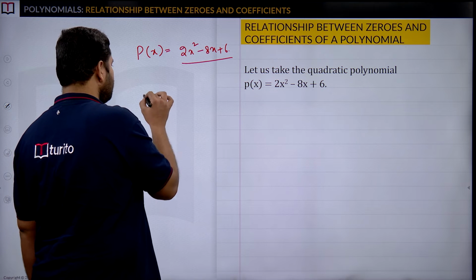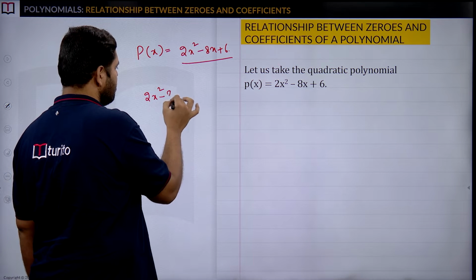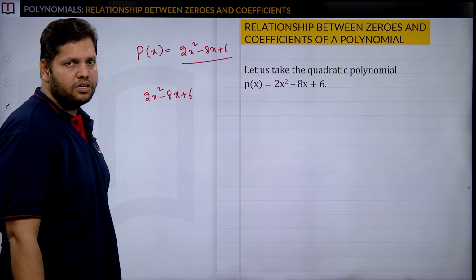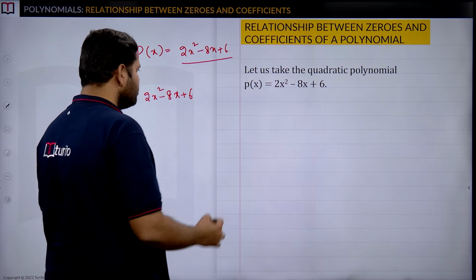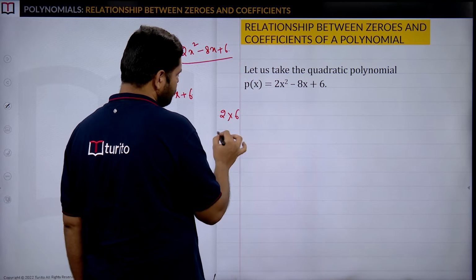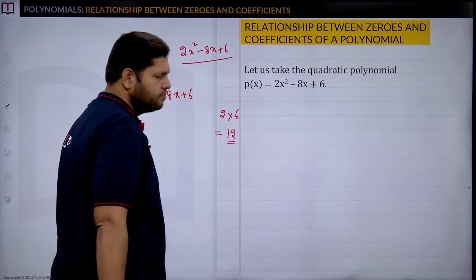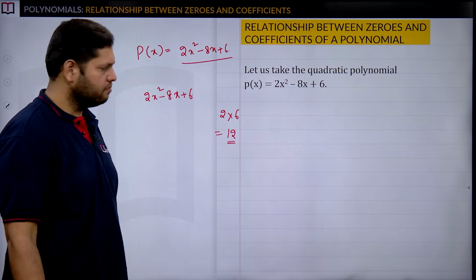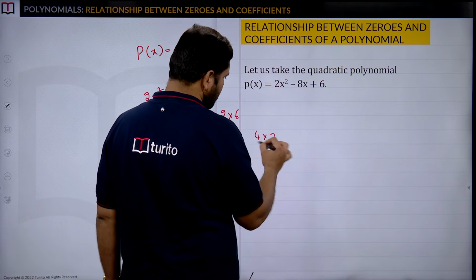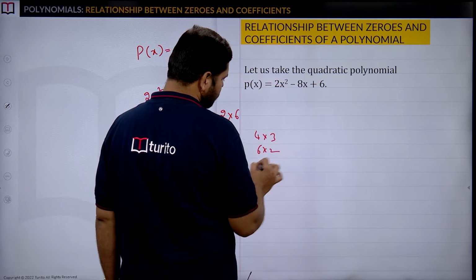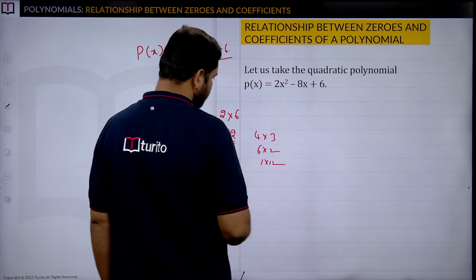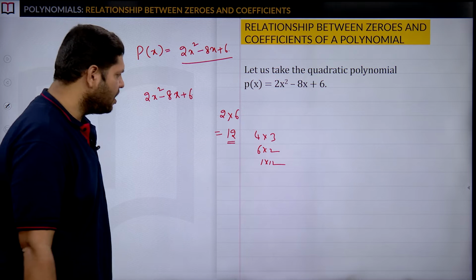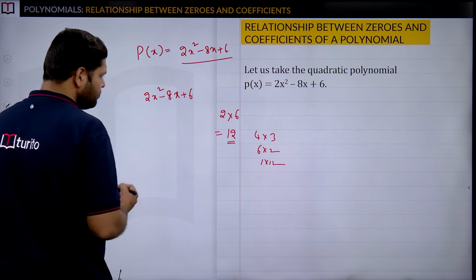So first I'm taking the polynomial. It is 2x square minus 8x plus 6. Children, first take the x square coefficient and the constant. The x square coefficient is 2 and the constant is 6. So 2 into 6, what is the answer, children? 12. So what are the factors of 12, children? One combination is 4 into 3. Another combination is 6 into 2. Next combination is 1 into 12, isn't it? But I want the sum to be 8. So if we add, we have to get 8. So which combination am I taking?